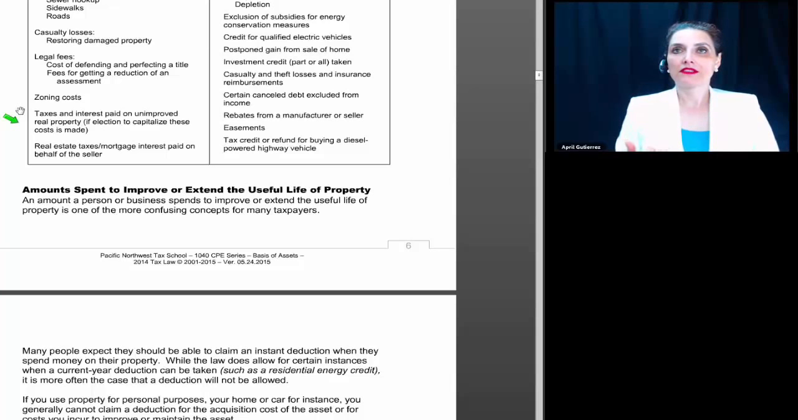So one of the things that can happen when people purchase vacant land is it could be the case that they've borrowed money to purchase it, and obviously it's often the case that they're also paying real estate taxes on it. Well, real estate taxes can be deducted on Schedule A, but the interest that you pay on a loan for vacant land is not going to be deductible on Schedule A as residential interest.